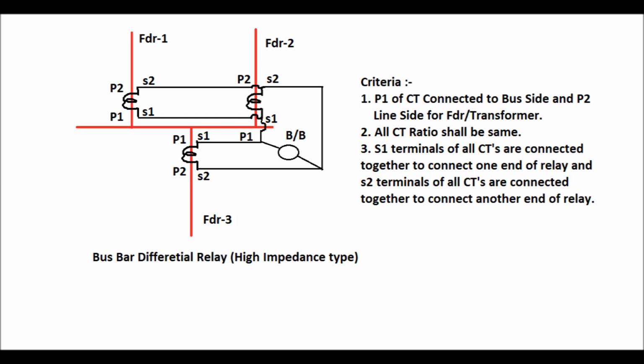Again, in the secondary side, all the S1 terminals of all the CTs are connected together to connect one end of the relay, and all the S2 terminals of all the CTs are connected together to connect the other end of the relay, as shown in this diagram, to form the busbar protection relay. This is the basic principle and basic criteria for busbar protection relay.